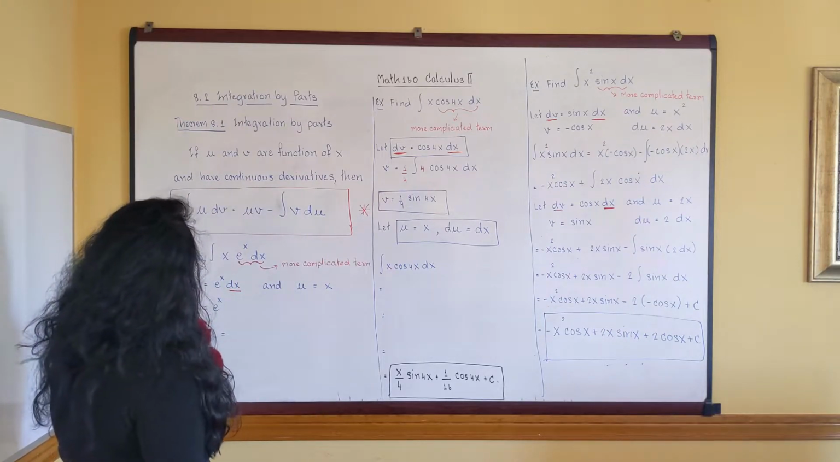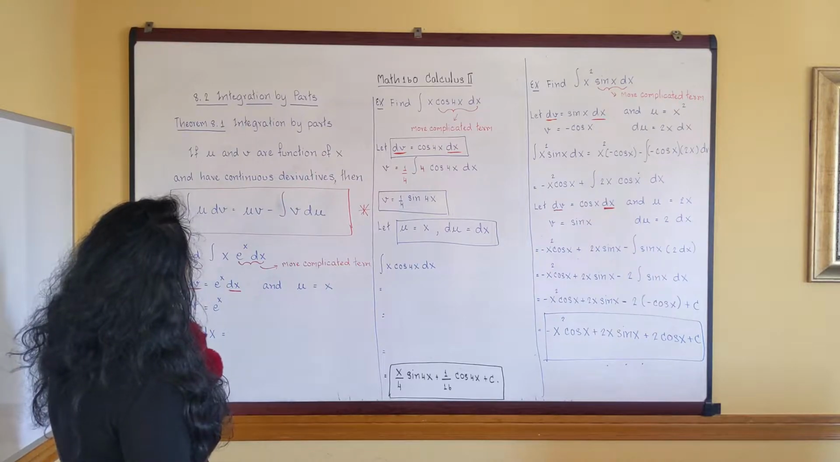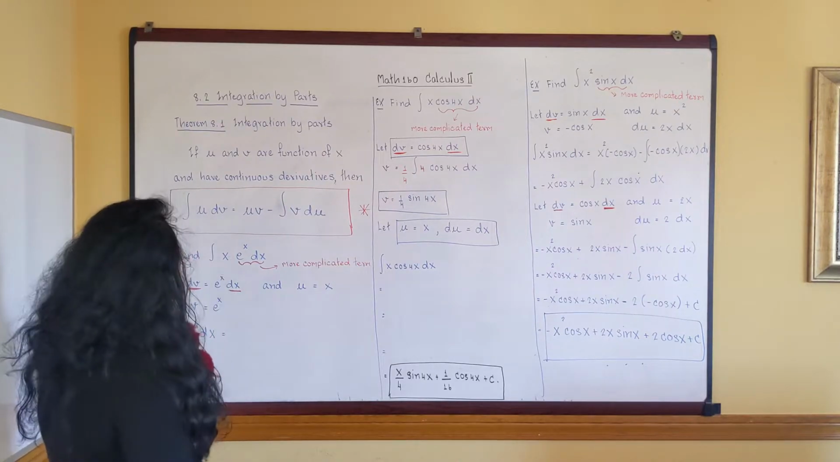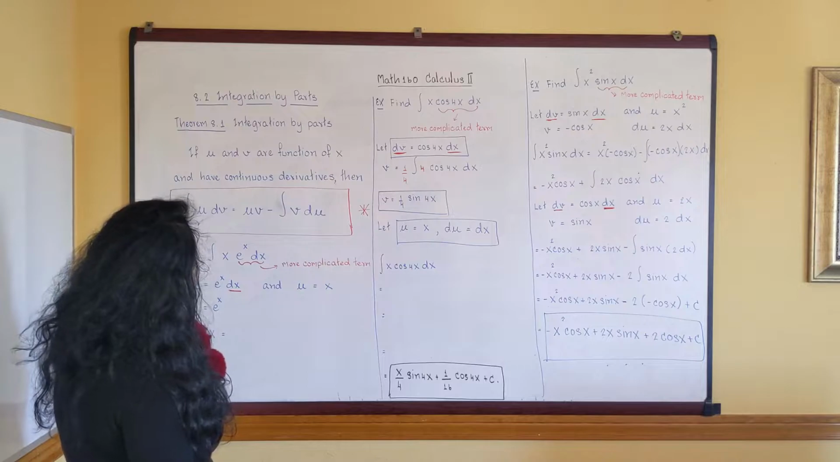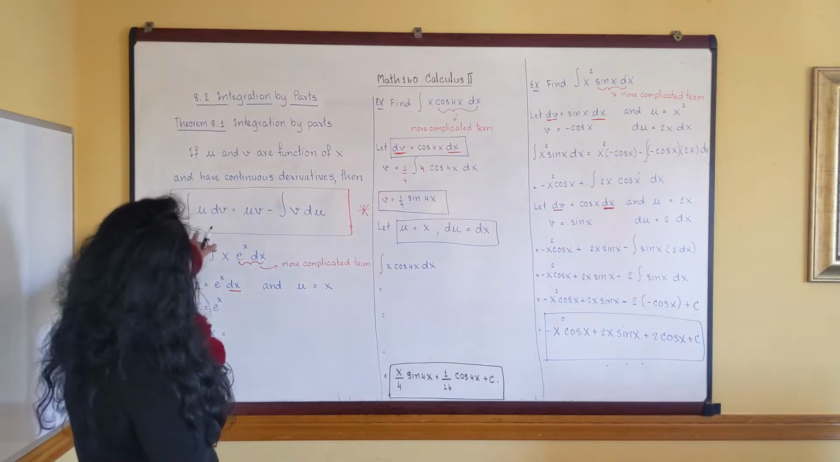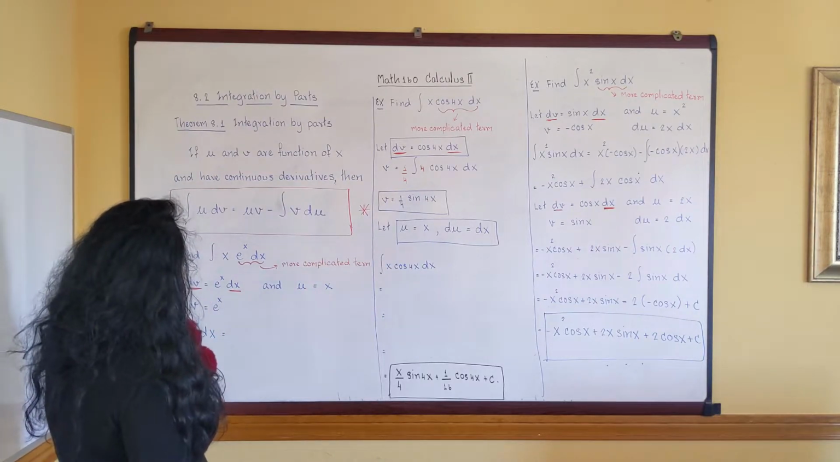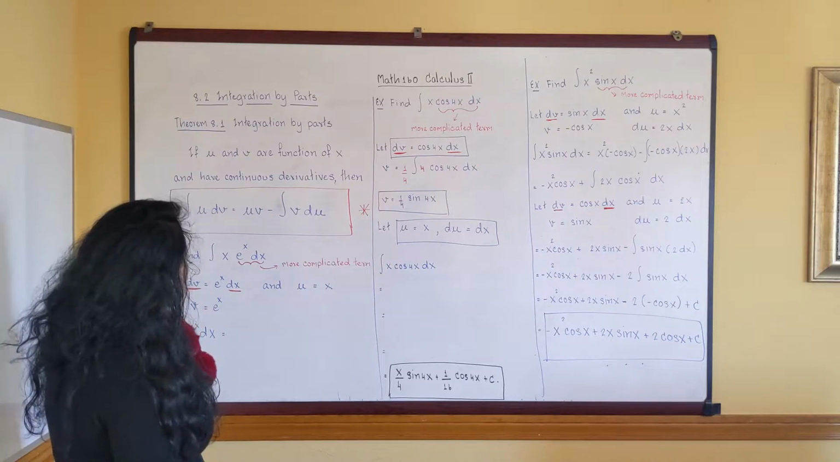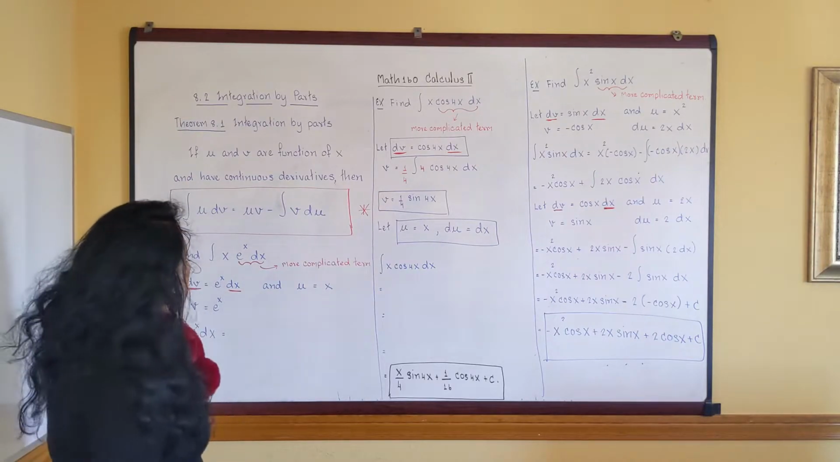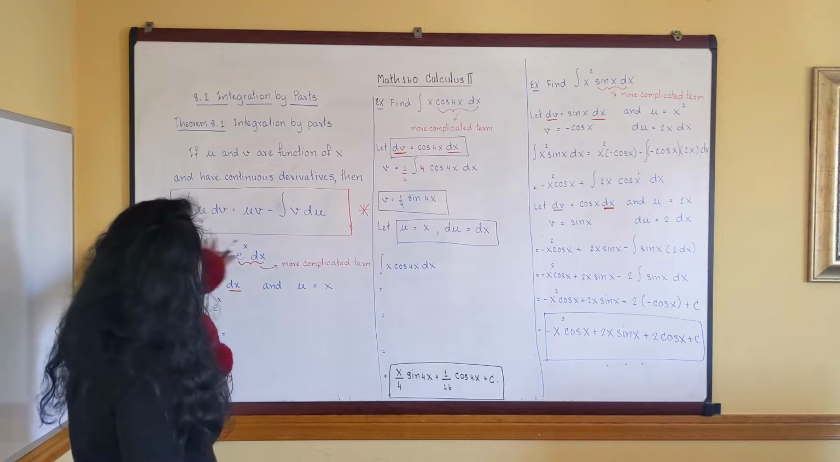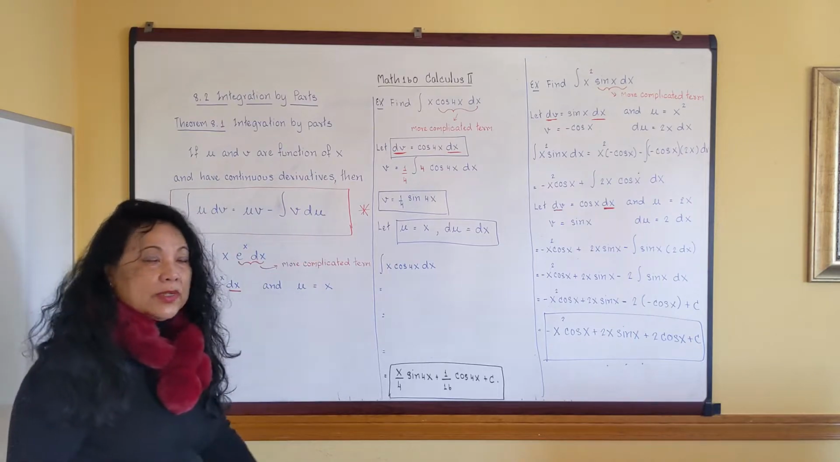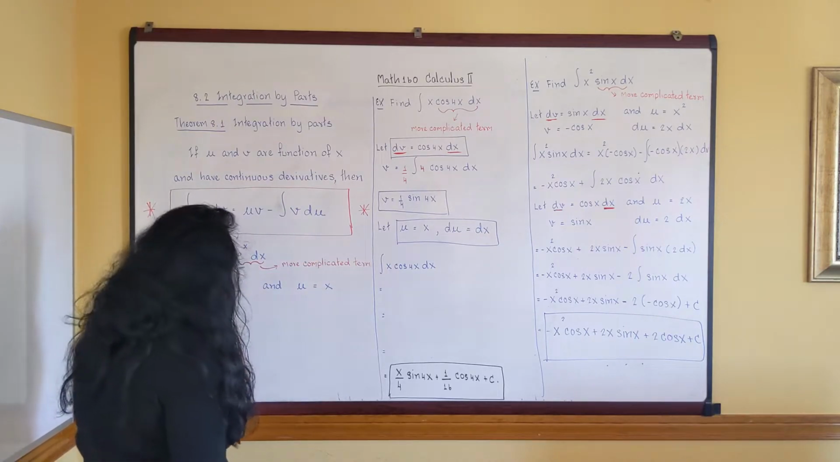So if u and v are functions of x and have continuous derivatives, then the integral of u dv is equal to u times v minus the integral of v du. So you might want to remember this formula. Alright, so let's look at our first example.